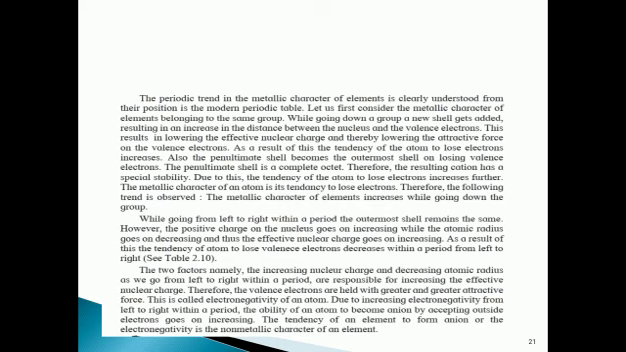Also, the penultimate shell becomes the outermost shell after losing the valence electron. The penultimate shell is a complete octet. Therefore, the resulting cation has a special stability. Due to this, the tendency of the atom to lose electrons increases further. The metallic character of an atom is its tendency to lose electrons. Therefore, we observe the trend that metallic character of elements increases while going down the group.